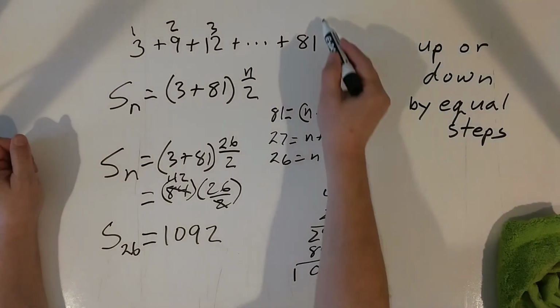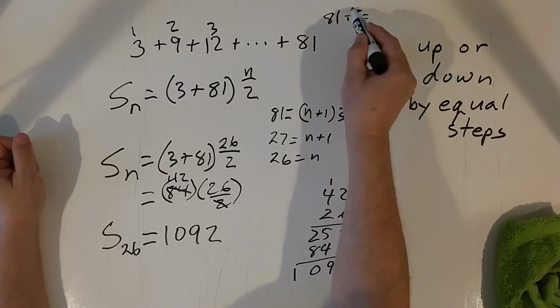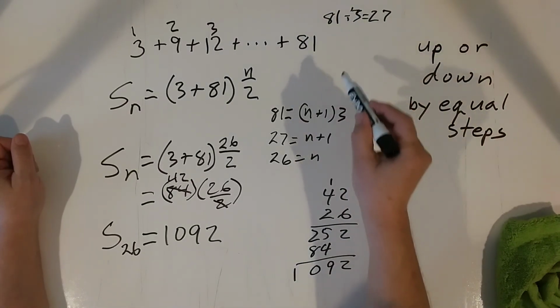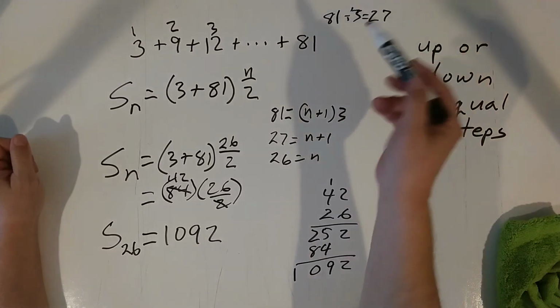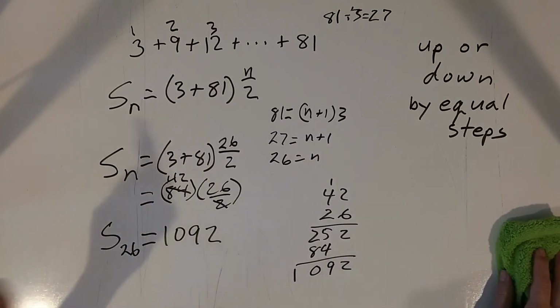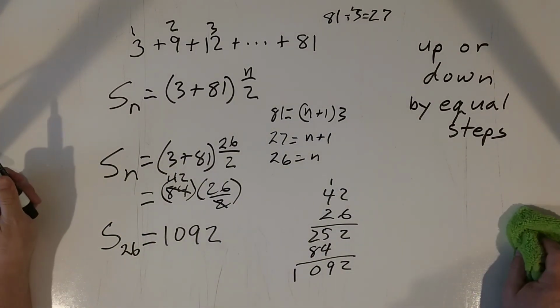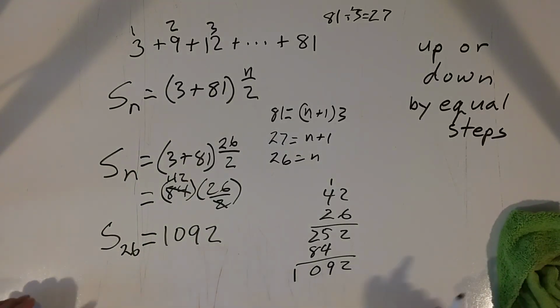So 81 divided by 3 gives you 27. In this case, you could see that you just subtract 1 and that gives you what n is. Not always every case, but it's something to check. Hope you have fun doing partial sums. They're going to lead us right into some of the basics of calculus.